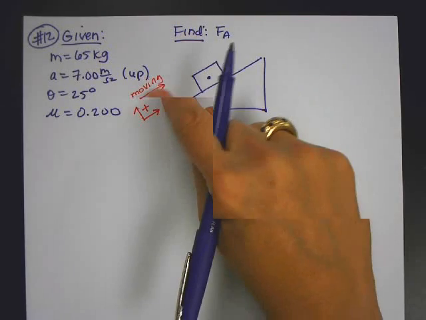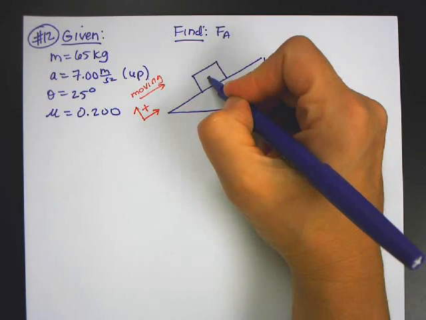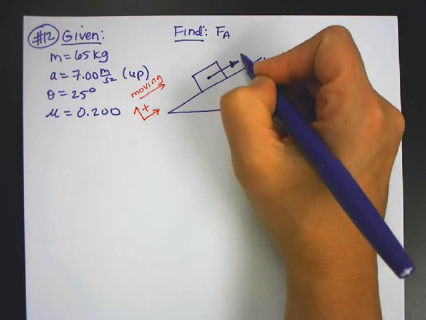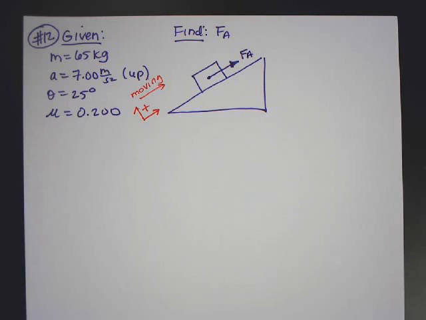Now, the block is moving up. We want to find the applied force. The applied force is going to be pulling it up, pulling or pushing. So this is the way my applied force goes. And this one is parallel to the surfaces in contact.